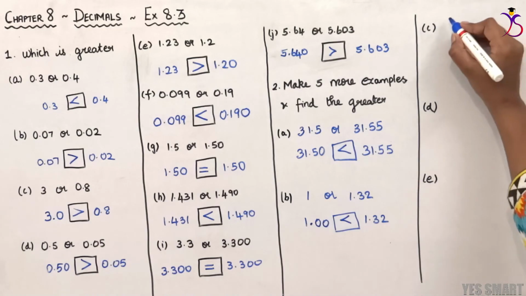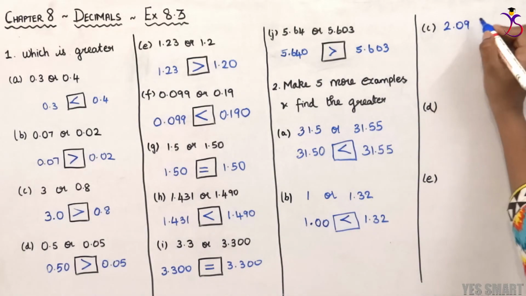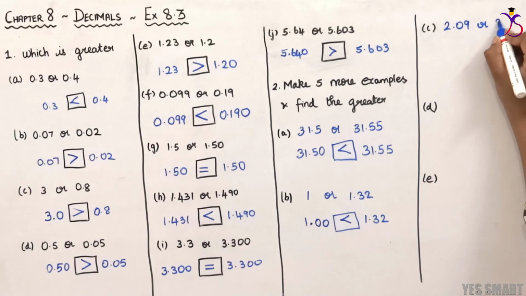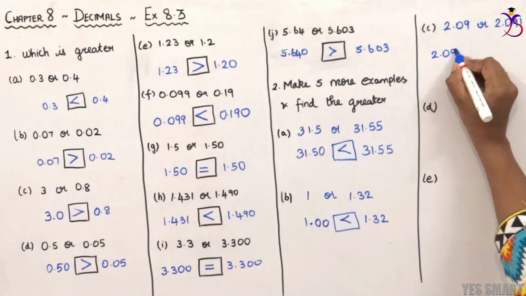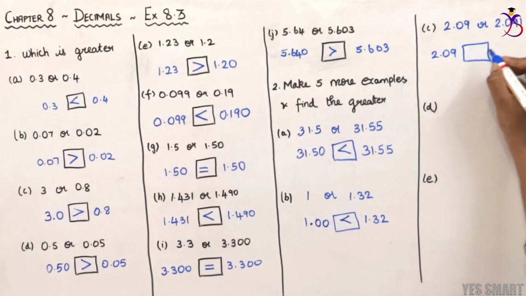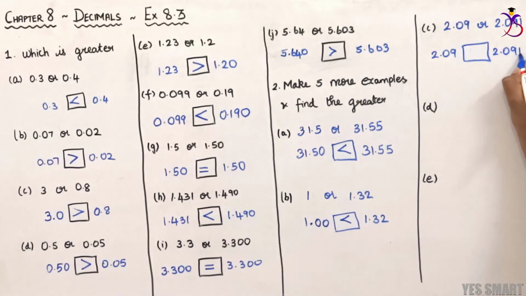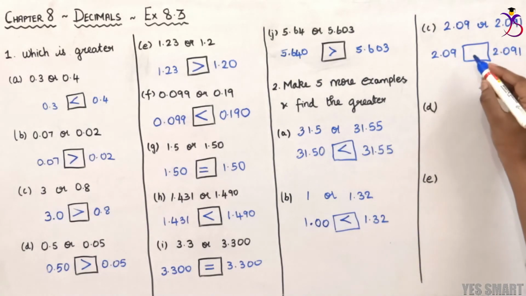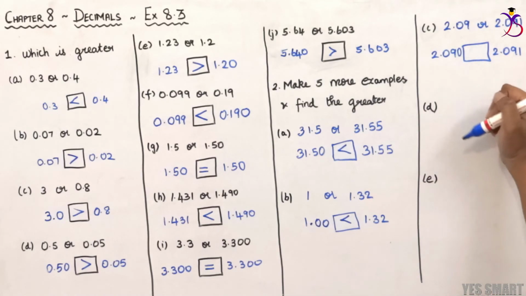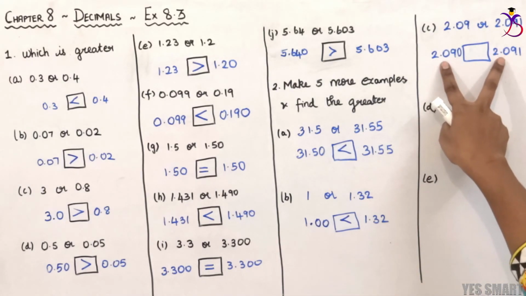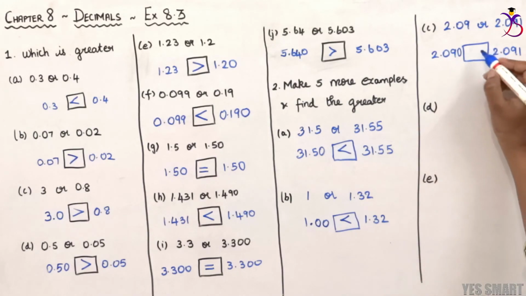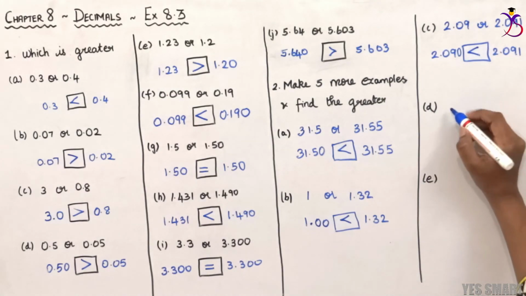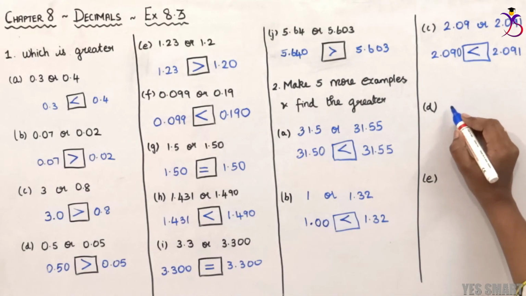Now let's take another example, 2.09 or 2.091. In order to have them as like decimals, let's introduce a 0 to the left hand side value. So 2.090, 2.091. Let's compare the whole part, both are equal to 2. In the decimal part, the first two digits are equal, 09 and 09, and for the last digit here we have 0. This side we have 1. Obviously 1 is greater, therefore 2.091 is greater.